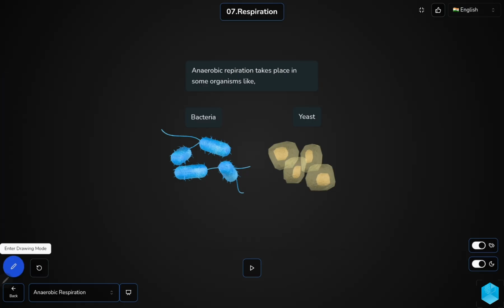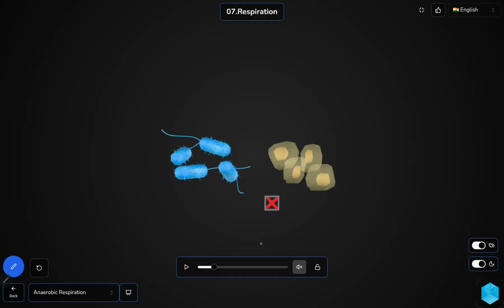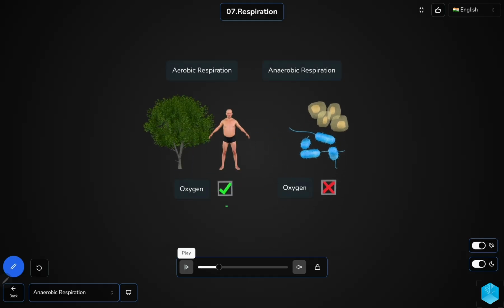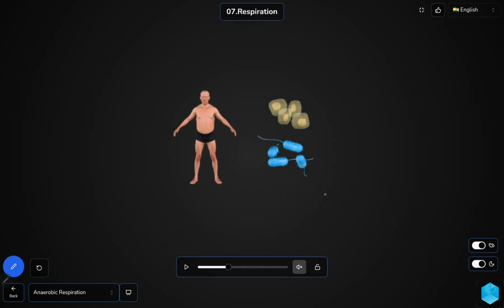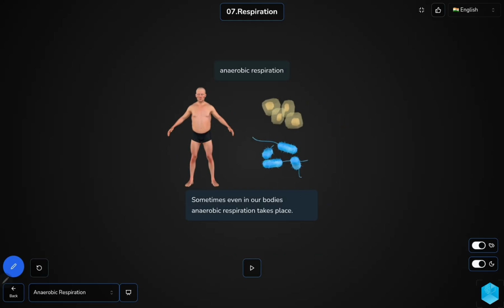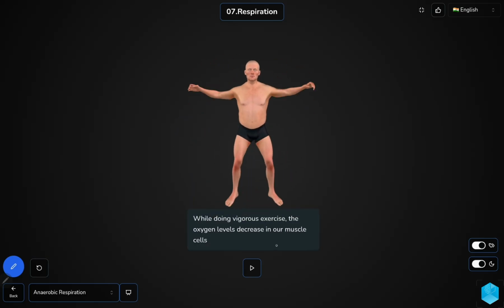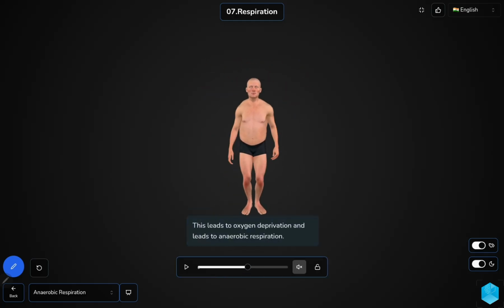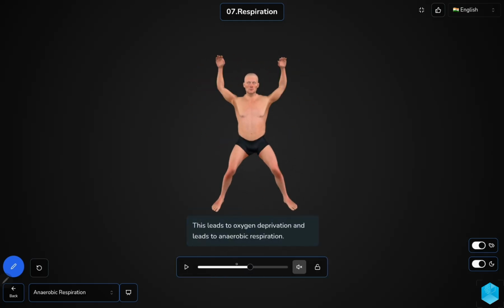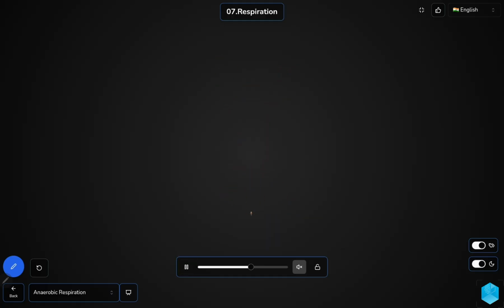So what is happening during anaerobic respiration? There is no availability of oxygen. As a result, the amount of ATP produced is less, so the energy generated will be less. But sometimes anaerobic respiration takes place in our body also. You can see a person exercising. During exercise the energy requirement increases, and the oxygen availability becomes less because of deprivation of oxygen in some parts of our body, mostly in the muscles. You will see anaerobic respiration taking place.